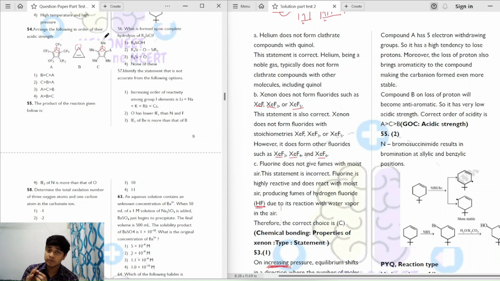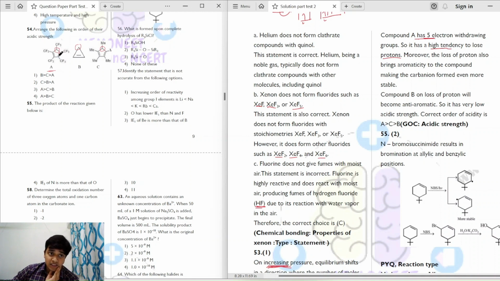First of all, there must be high electronegativity, and the second thing is that the carbanion which is forming should be stable. So if we take a look at compound A, we have 5 CF3 groups on this, and we know fluorine is highly electronegative. So there are 5 electron withdrawing groups on compound A, so it has a high tendency to lose the protons.